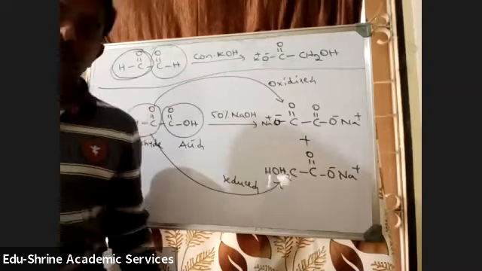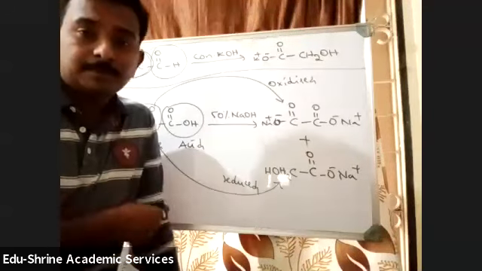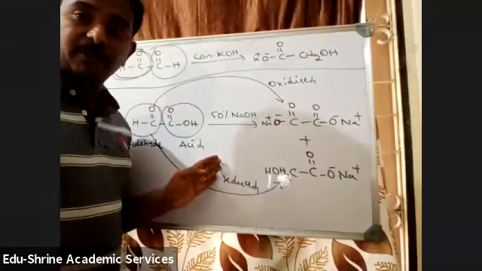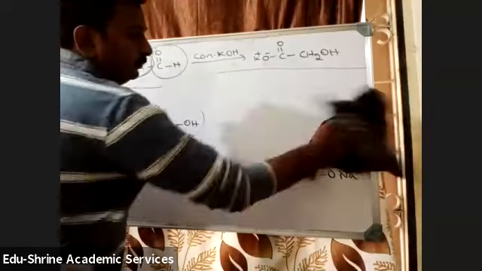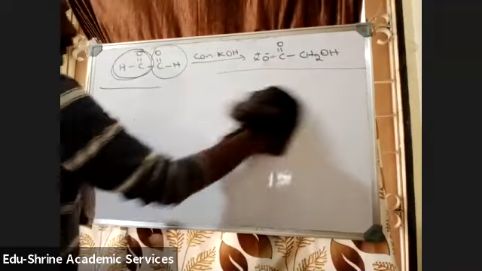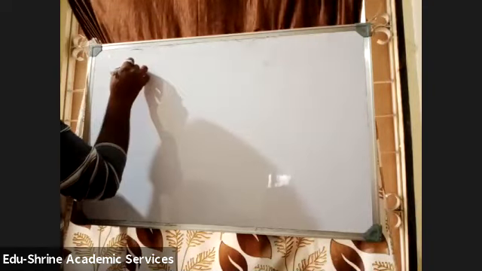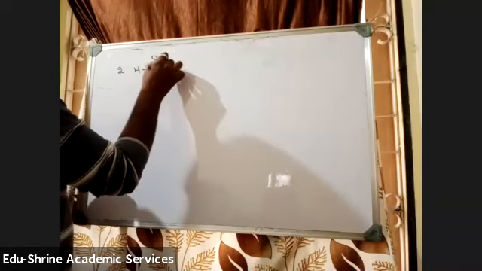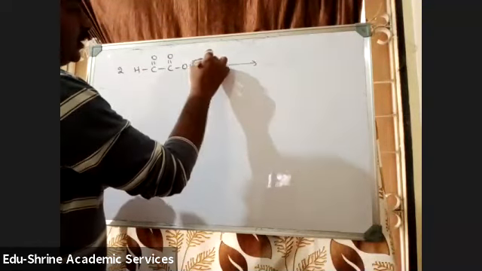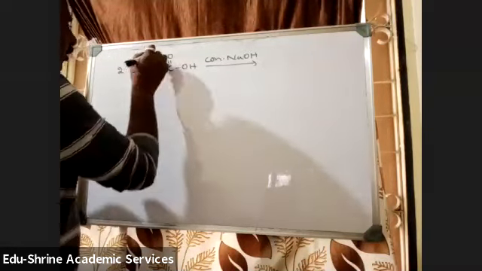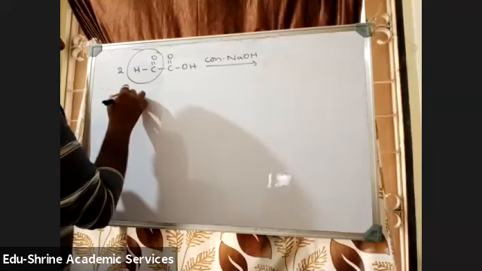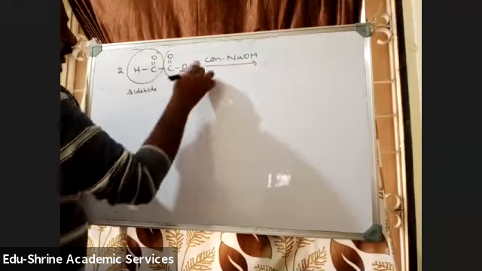So in this way, you'll get questions based on the Cannizzaro reaction, with all the possibilities. This one I have to explain once again. I am taking two moles of the compound in the presence of concentrated NaOH. You have two functional groups: one is aldehyde, the other one is acid.